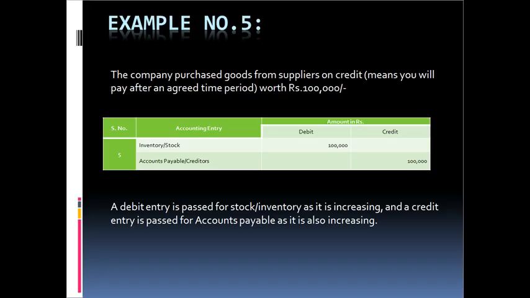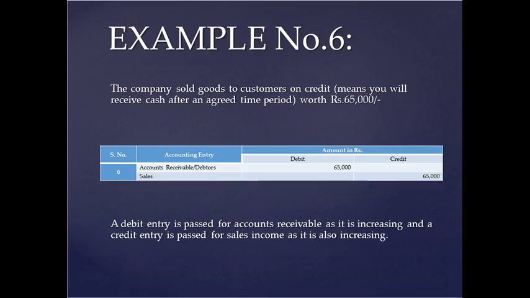Now the fifth example, the company purchased goods from suppliers on credit worth ₹100,000. Now here, inventory stock is debited and your accounts payable or creditors are credited. A double entry is passed for stock inventory as it is your asset, and as assets increase, they are debited. And accounts payable that you have to pay to your suppliers are also increasing, meaning that your liability is increasing and they are credited when the liability increases. Now let's move on towards your sixth example.